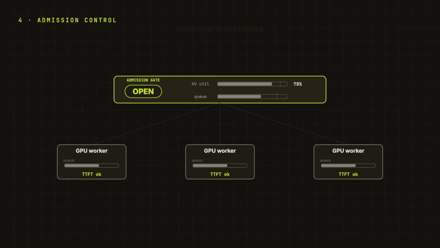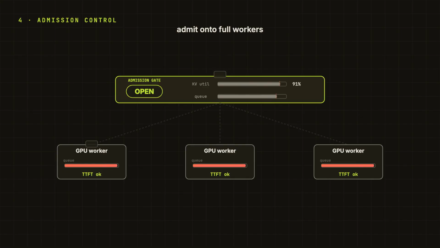Now what? And the tempting answer is accept everything. Do our best, be a good service, but watch what that actually does. If we keep admitting requests onto workers that are already full, everybody's request slows down. The queues get so long that even the tiny fast chat messages are stuck behind a wall of heavy work. So, by trying to serve everyone, we make everyone miss their latency target at the same time. We didn't help anyone, we just spread the pain evenly across all of them. That is exactly how an overloaded system falls over.